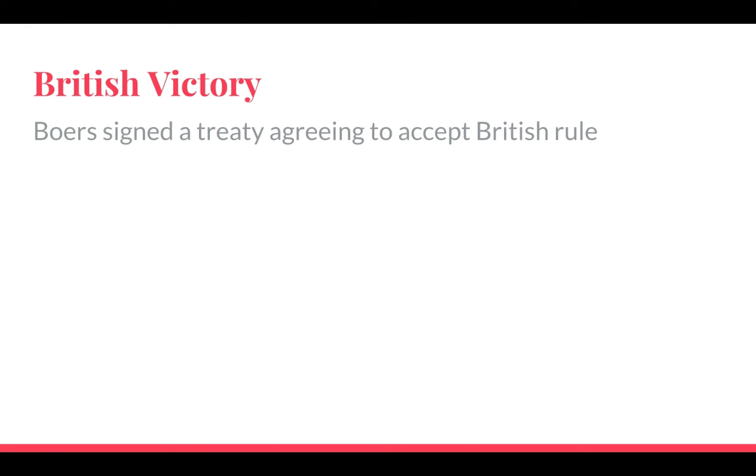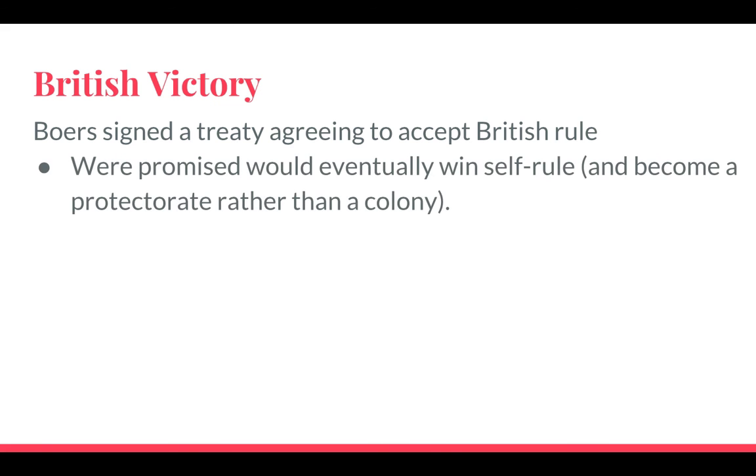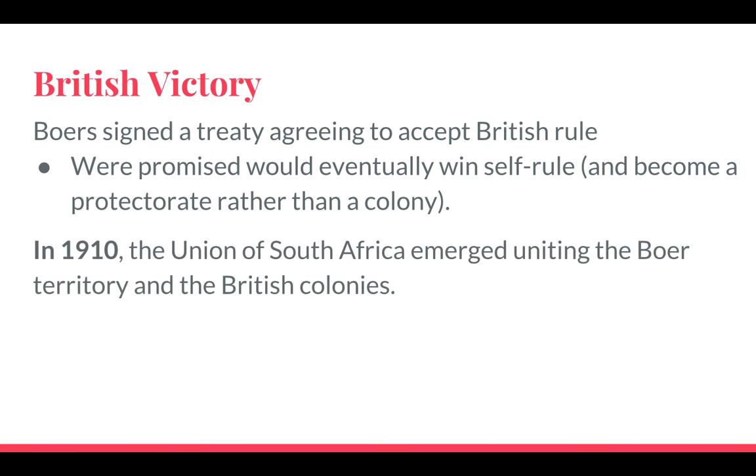So ultimately, the British win, and the Boers do agree to accept British rule. However, again, the sentiment in Britain has now definitely changed towards the Boers and towards what happened. They were promised that the Boers would eventually win self-rule, and they would no longer be a colony; they would be a protectorate, which means they would be allied with Britain, and they would be able to control themselves. Ultimately, in 1910, the Union of South Africa becomes a nation.